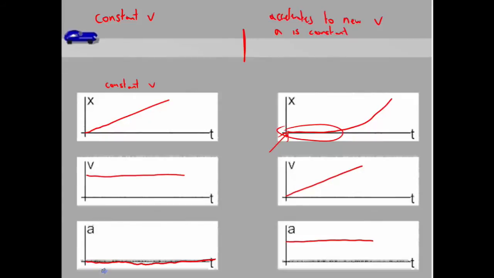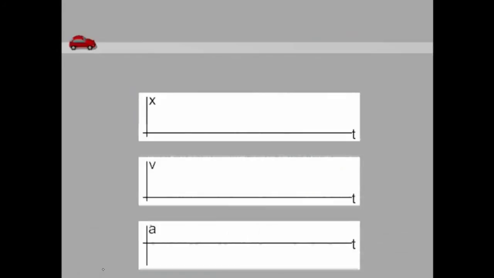Okay? So let's do one more, but this time we're going to say this. We're going to say we start at rest, and then we're going to speed up, and then we're going to go a constant v for a while, and then we're going to stop.